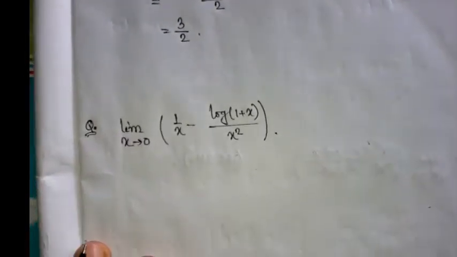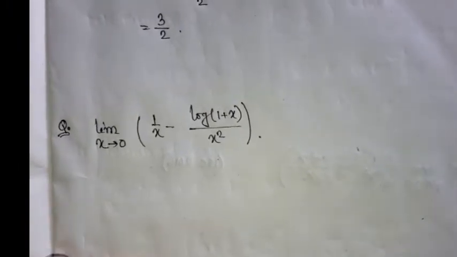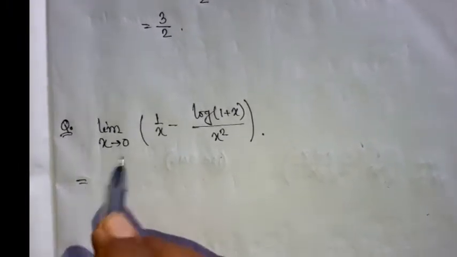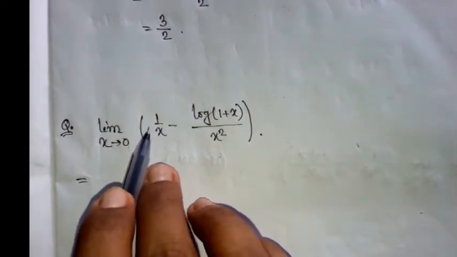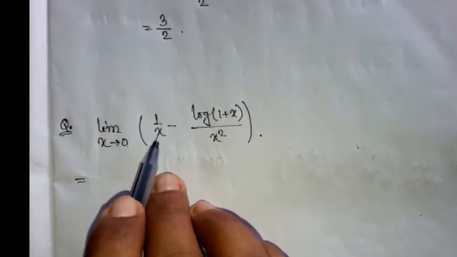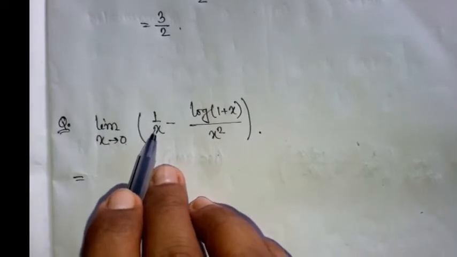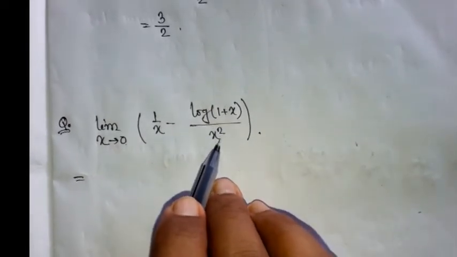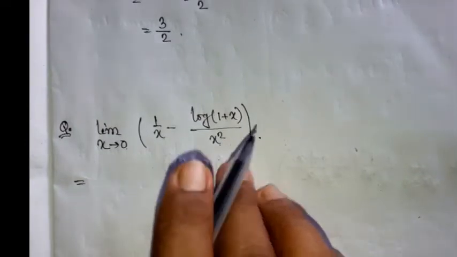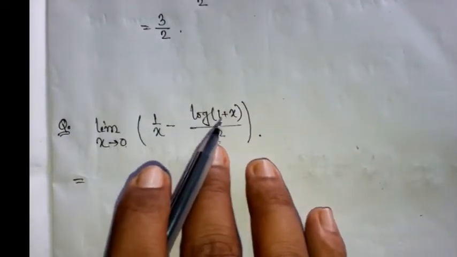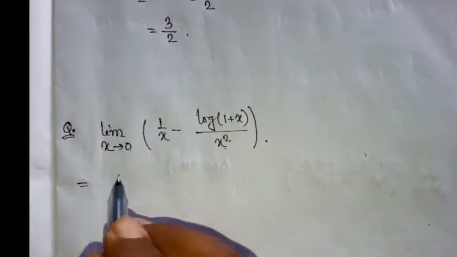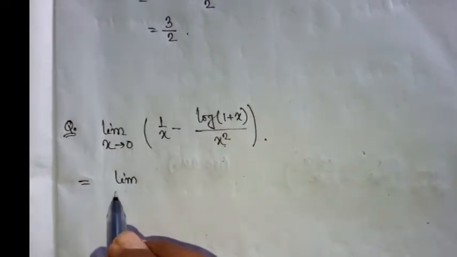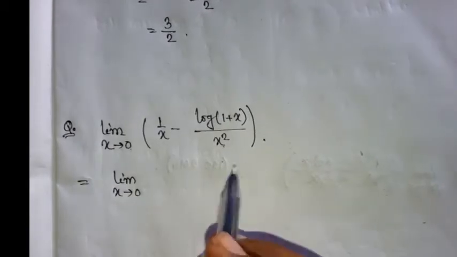Next, for this question, see, try to identify the form. x tends to 0, 1 by x. 1 by x is undefined. Undefined means infinity actually, it goes to a large number, infinity. Minus log 1, 0, by infinity. So actually you will not get the exact indeterminate form. So first we will convert it into an indeterminate form.